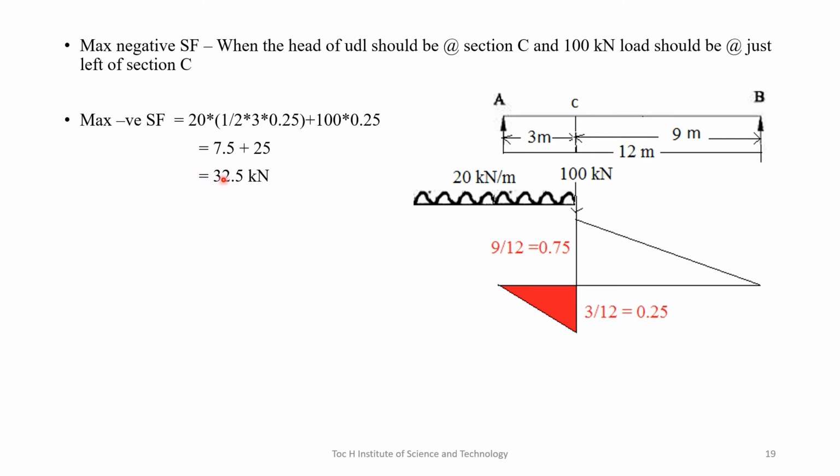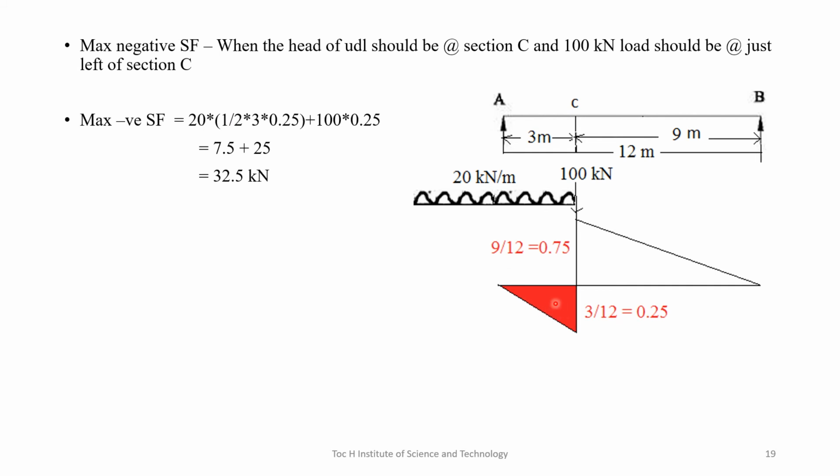Here we have two cases, that is when the UDL longer than the span moves through the section, and also a concentrated load. The maximum negative shear force occurs when the head of the UDL is at the section C, and also when the concentrated load is just left of the section C. So likewise place the UDL and concentrated load and find out the value of the maximum negative shear force.